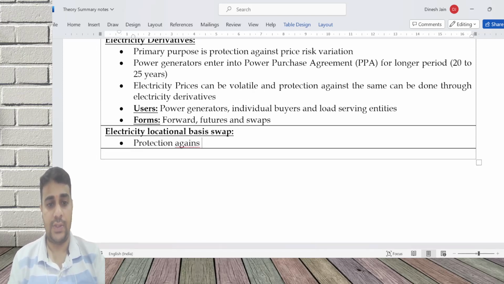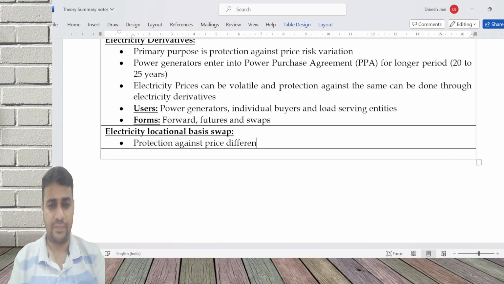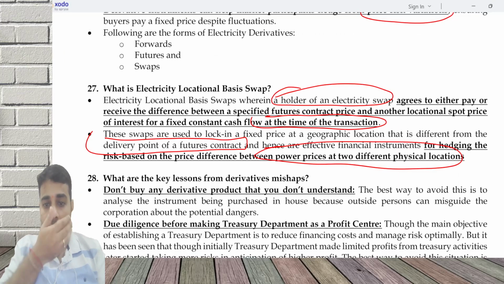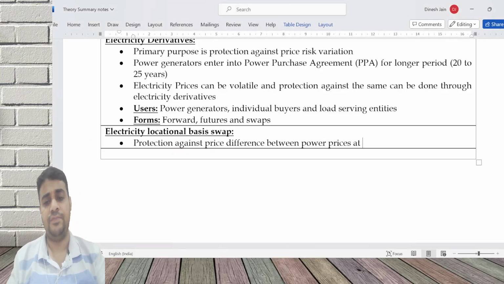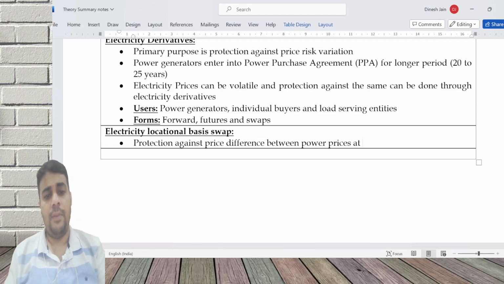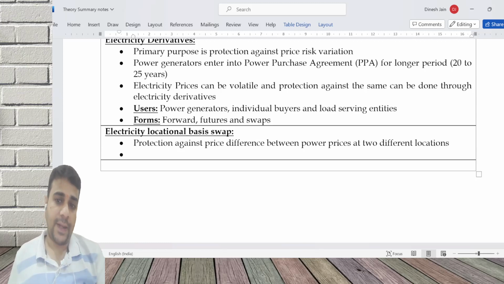provides protection against price risk or price difference between power prices at two different locations. Power prices at two different locations.